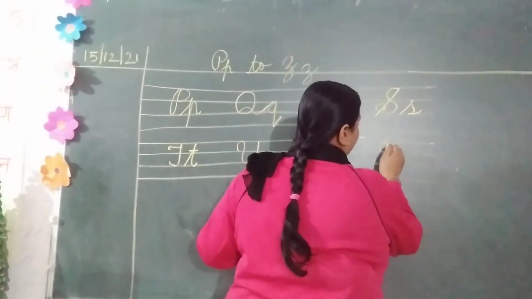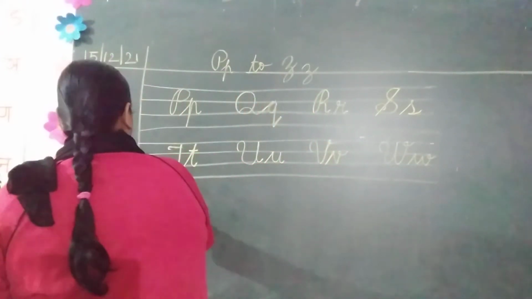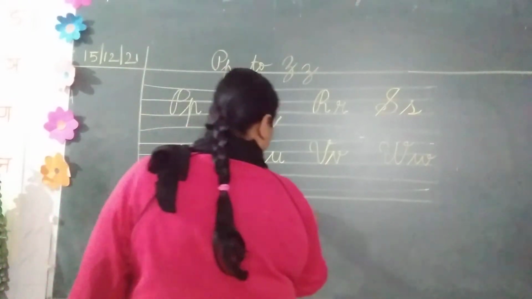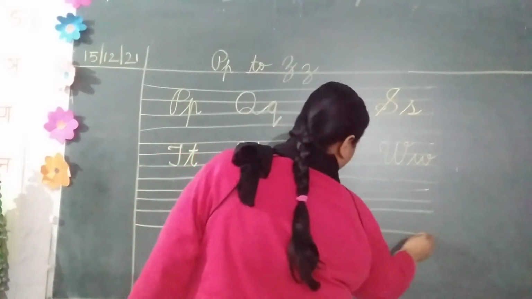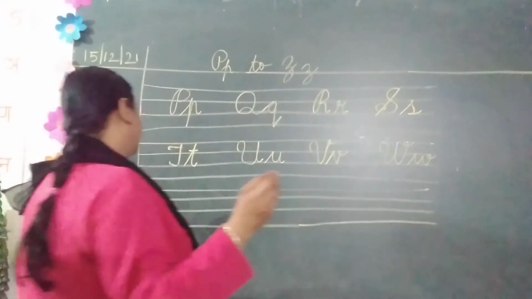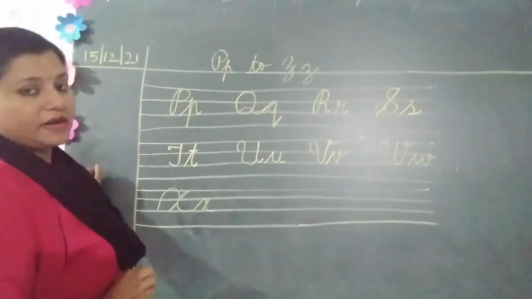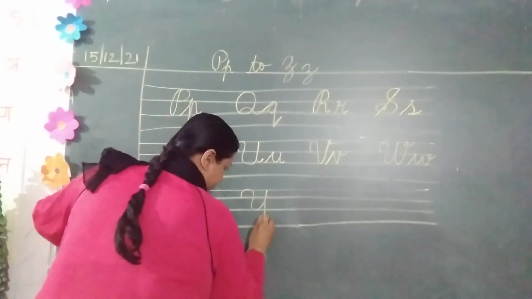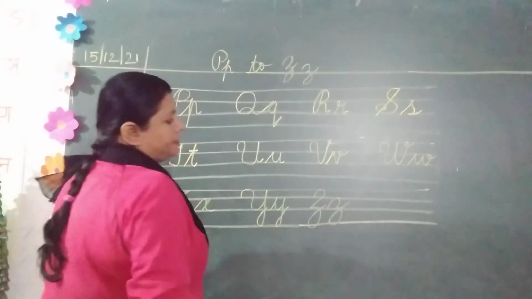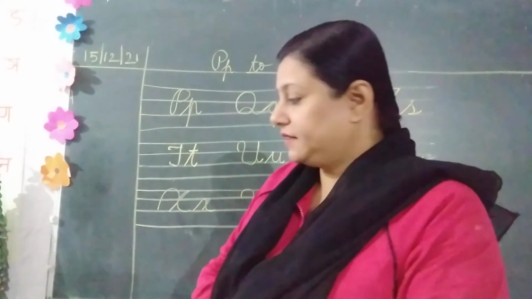Then W. X, Y and Z. X, then we will write Y, and yes, Z. So yes kids, you have to practice more and more for it, and yes, you have to remember the strokes and the tails where it is needed.